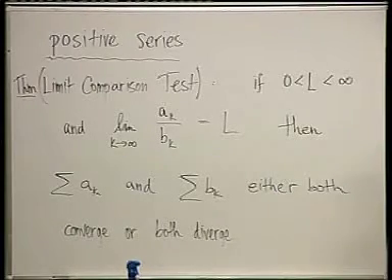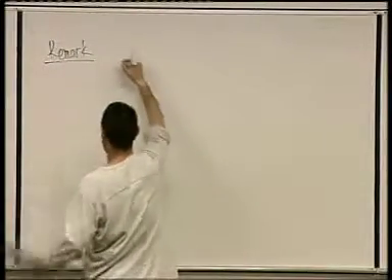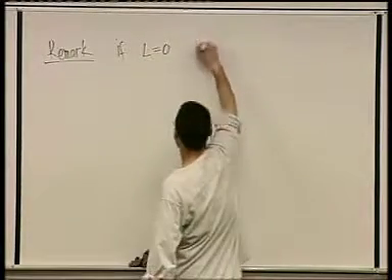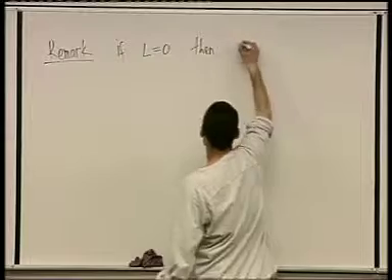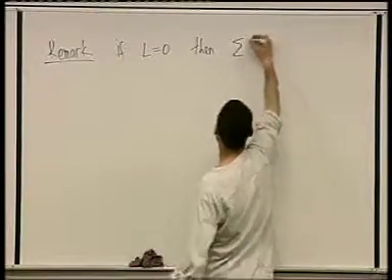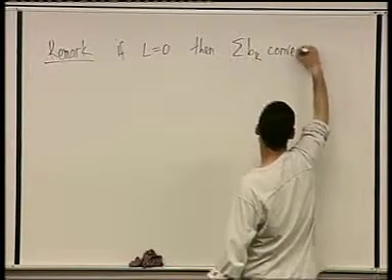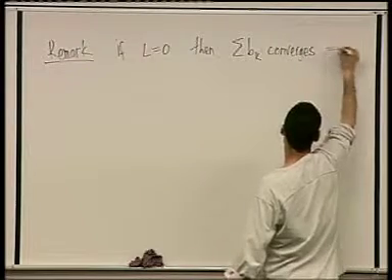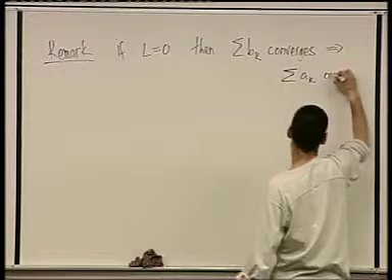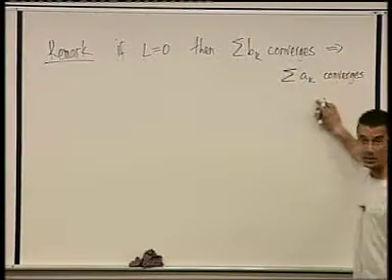So remark: if L equals 0, then if sigma bk converges, it implies sigma ak converges, but no longer if and only if.